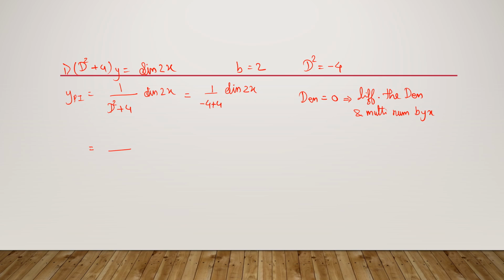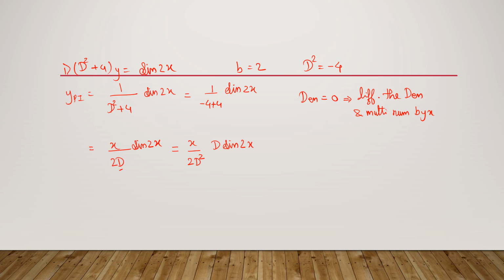So after differentiation we get 2D and sin 2x, and simply multiply with x on the numerator after differentiation. So we get x upon 2D into sin 2x. But we can see that there is one extra variable D. So we need to remove this D. So just simply multiply and divide by D on the numerator and denominator. We get x upon 2D² into D sin 2x.